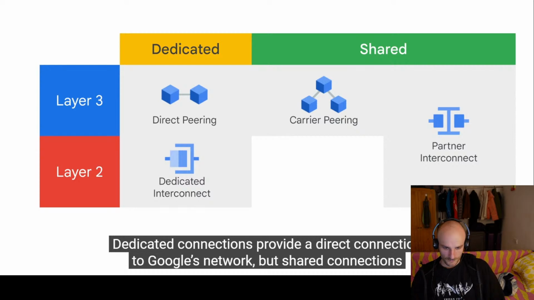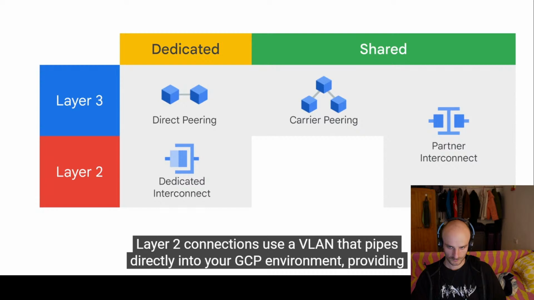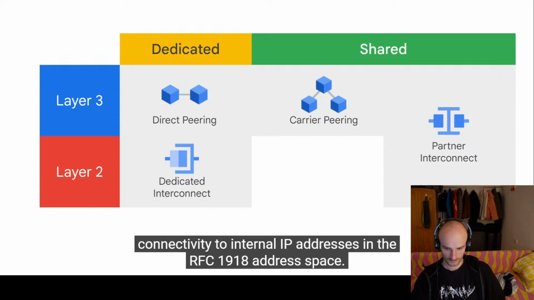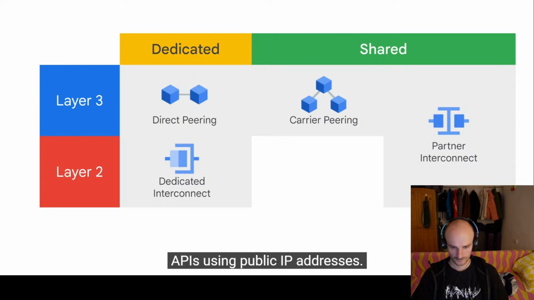Dedicated connections provide a direct connection to Google's network, but shared connections provide a connection to Google's network through a partner. Layer 2 connections use a VLAN that pipes directly into your GCP environment, providing connectivity to internal IP addresses in the RFC 1918 address space. Layer 3 connections provide access to Google Workspace Services, YouTube, and Google Cloud APIs using public IP addresses.